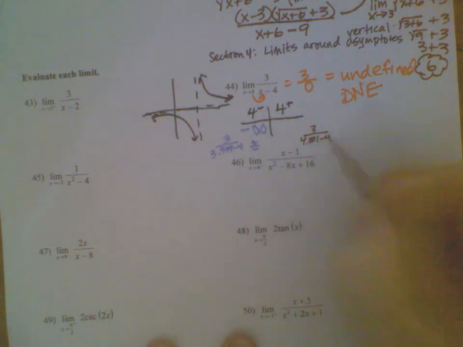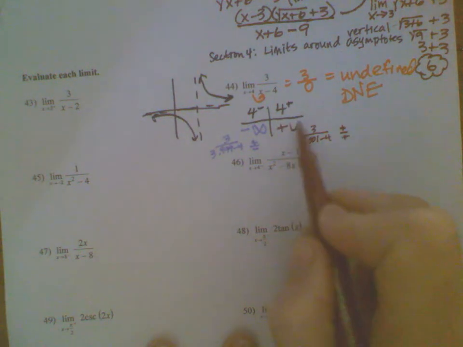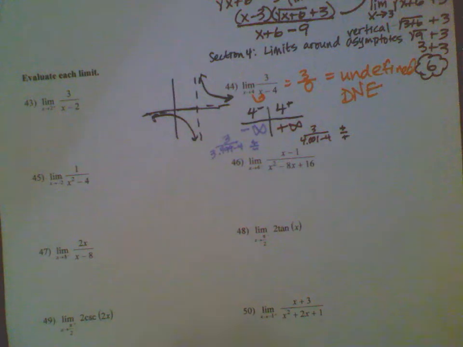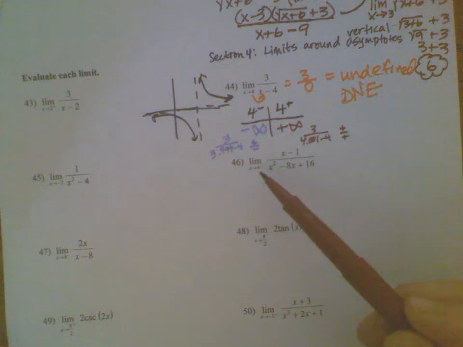And I know that I'm going to get a positive over a positive here, which is going to be a positive value, and that means it's approaching positive infinity. So again, it's just this little quick check that we're going to do to see where it's headed. So let's jump into one where it's just a one-sided limit.